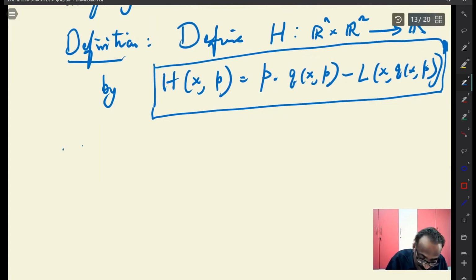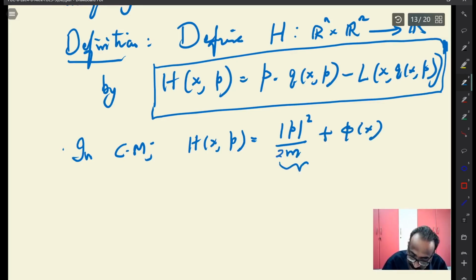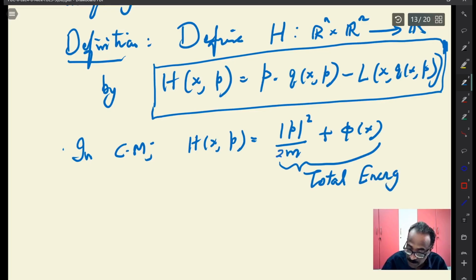And in classical mechanics, that's where the motivation came. H of x, p will become mod p squared over m plus your potential term. This is the same as kinetic energy plus potential, so this is the total energy now. L was the difference in energy for the least action principle, so H happens to be the total energy. So you define the Hamiltonian like that.